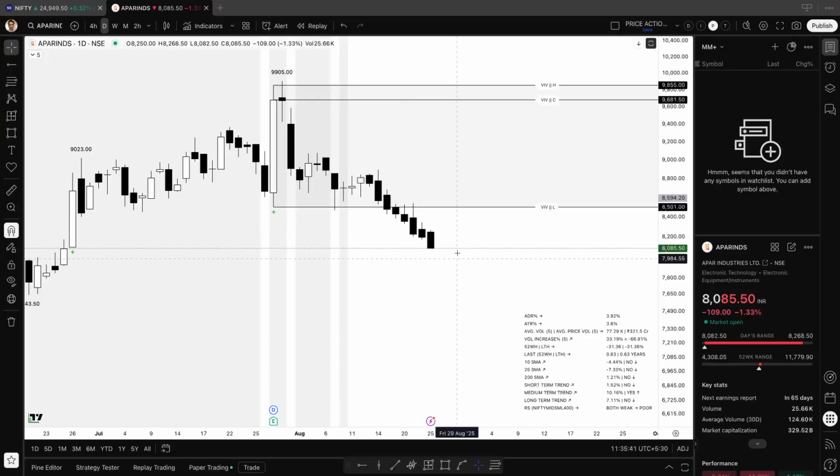This is a very negative sign. Now what can happen if it reverses from here? Then we can enter here near the VIV low and our stop loss will be 1 or 2% below the VIV low. Then our target should not be too much. Our target should be either this VIV close or VIV high, nothing more than that, because it will be the first time testing that and rejection will surely come.